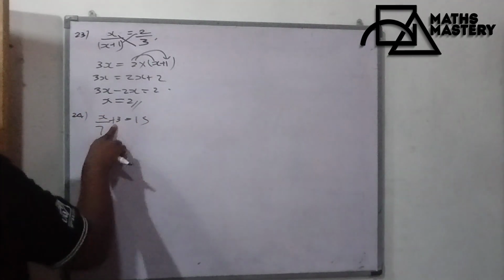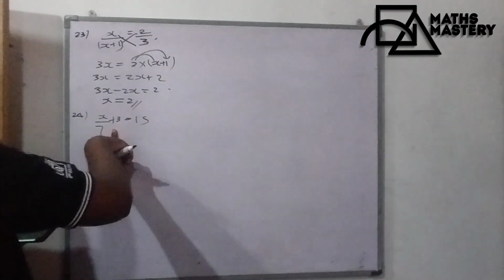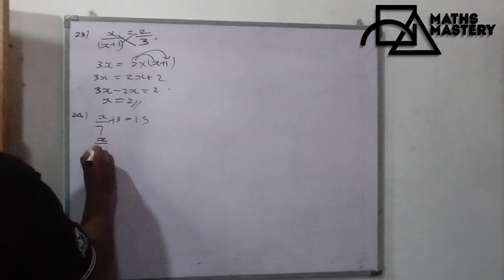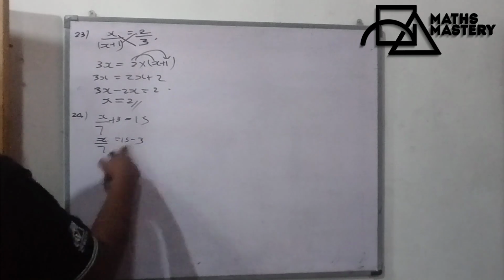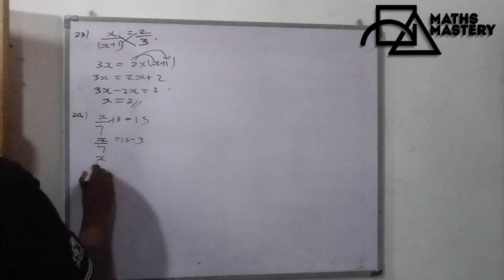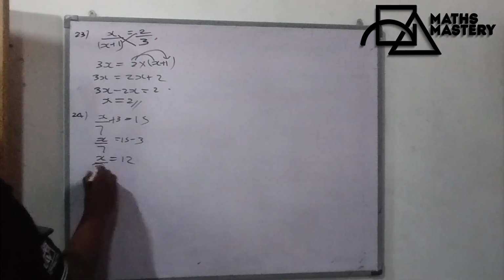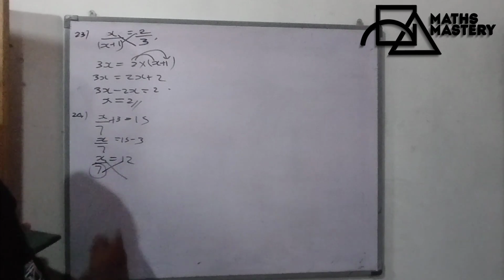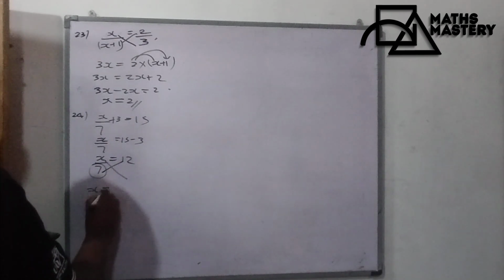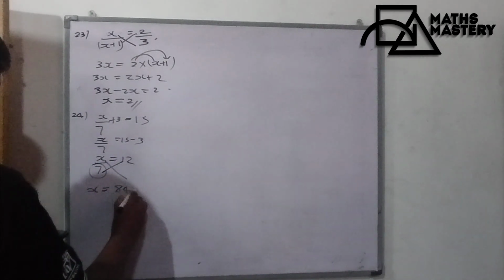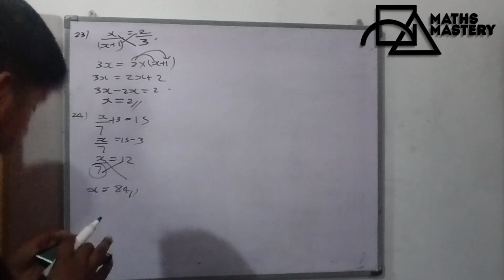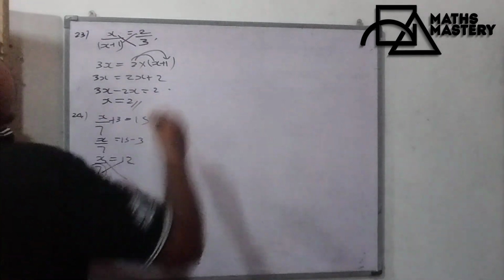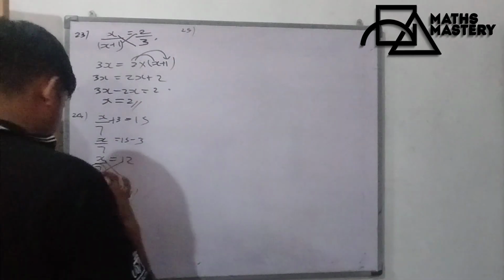Now see what you are going to do. Bring this plus 3 to this side. x over 7 equals 15 minus 3. 15 minus 3, the answer is 12. Now 7 is there. So what? Cross multiplication. x times 1 is x. 7 times 12, the answer is 84. This is the answer that they are expecting. 24th question is also done. Let's go for the 25th question.